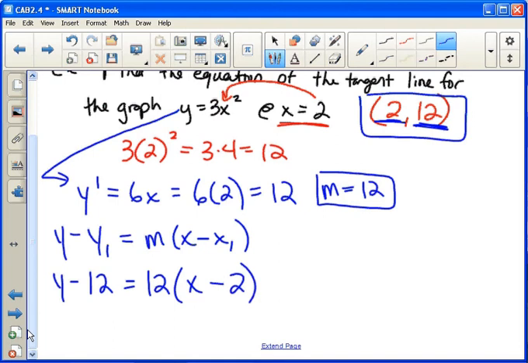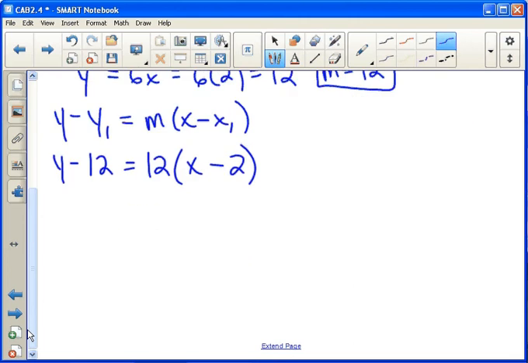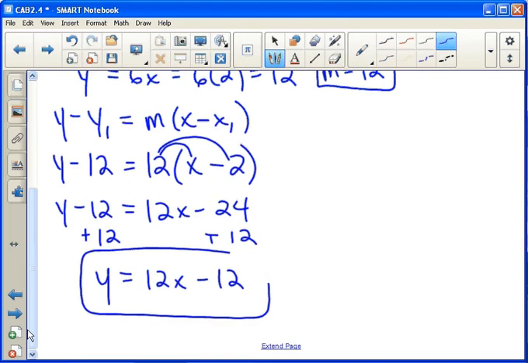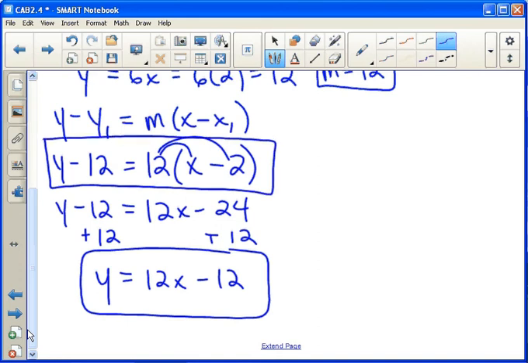So now let's just solve for y. 12 times x, 12 times negative 2 gives you 12x minus 24. And then add 12 to both sides, and we get y equals 12x minus 12. And just so you know, the AP test will also accept this form of the answer, left in point slope form. In fact, occasionally on a multiple choice question, they'll leave it in that form.